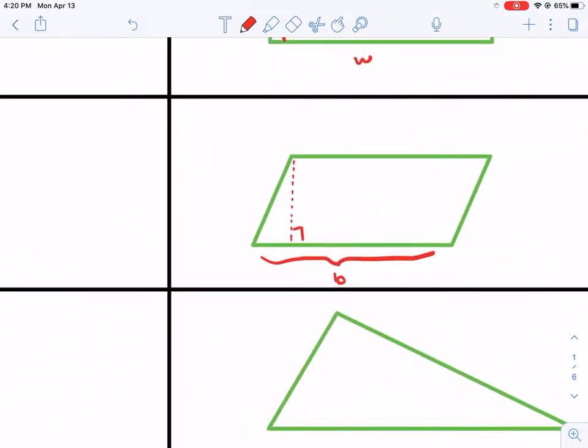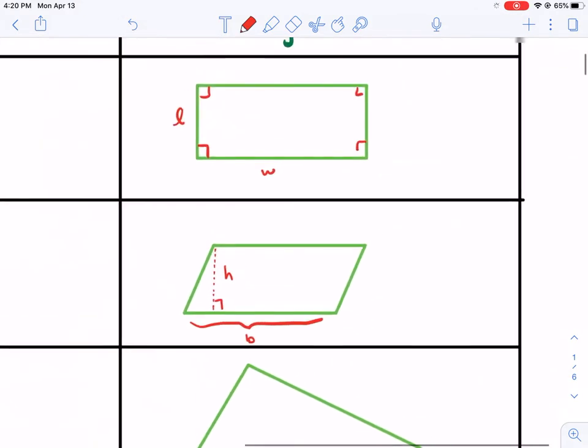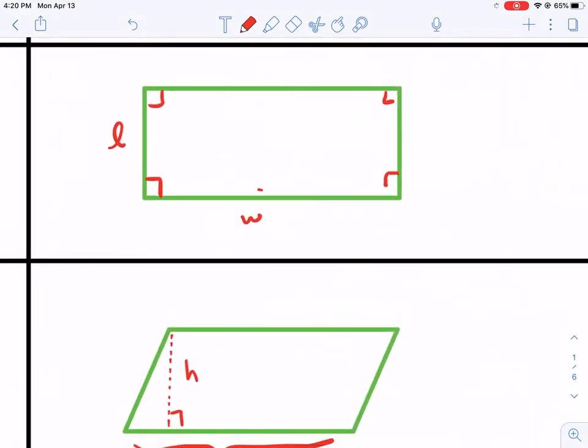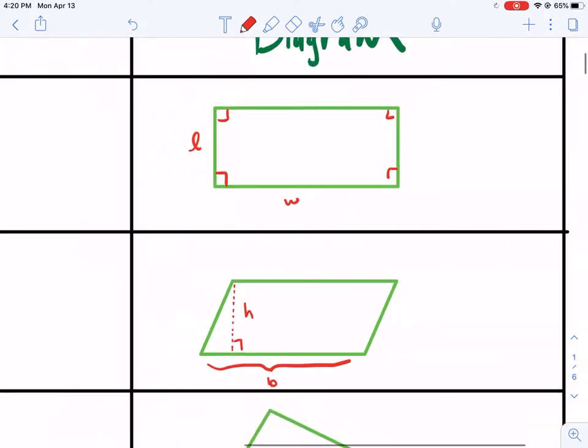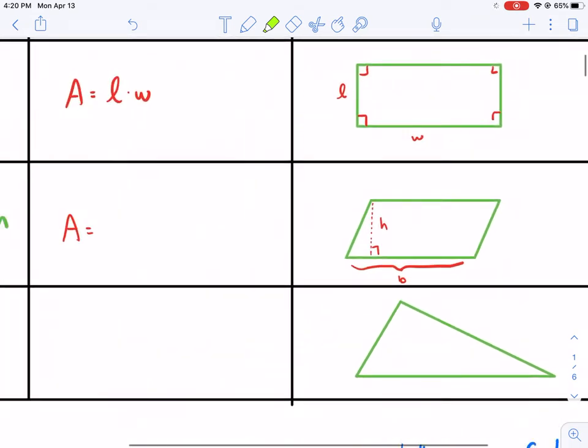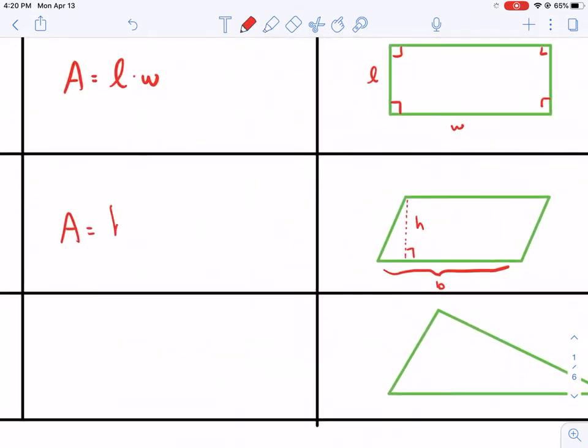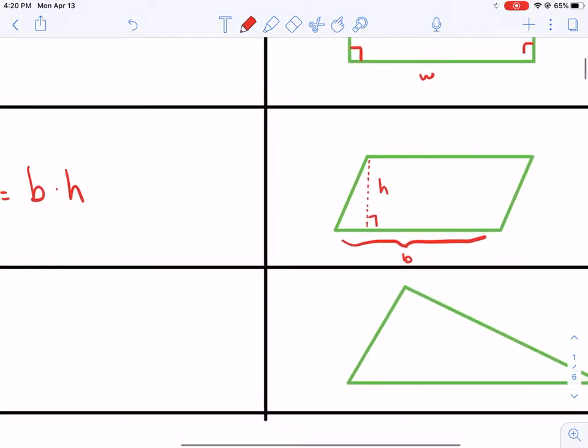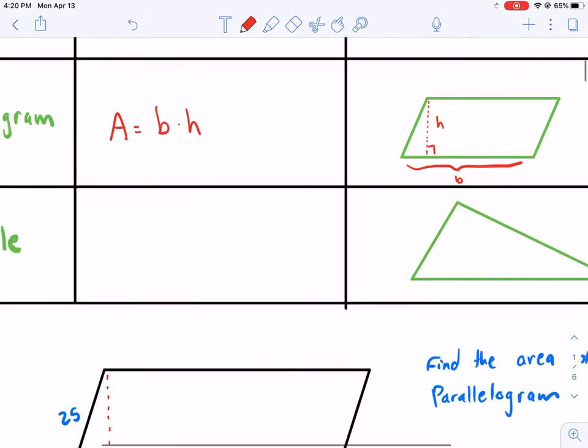Now we need this length called the height also. Because notice in the rectangle we multiplied the width and the length times each other, and they were perpendicular. It's very important to recognize that it was perpendicular, so we need that same perpendicular relationship between these two dimensions. So it is the base times the height, where the height is perpendicular. Don't forget that, okay?